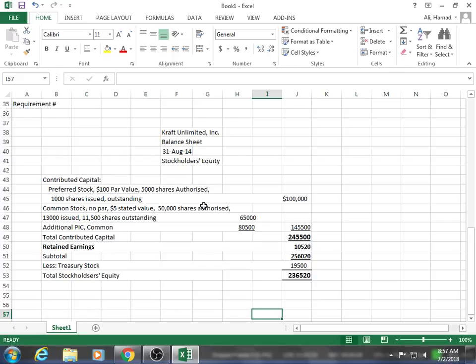We got the preferred stock. Remember the 1,000 shares outstanding? 100 plus 145,500 is 245,500. And then we had the retained earnings, the second major component. We ended up with 256,020, minus the treasury stock, 19,500. We ended up with 236,520.